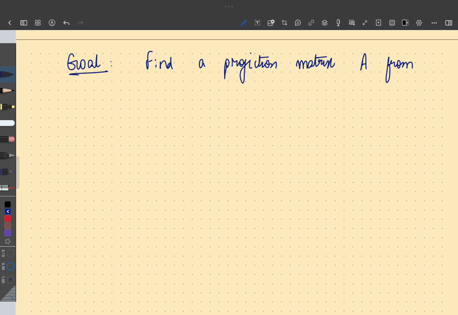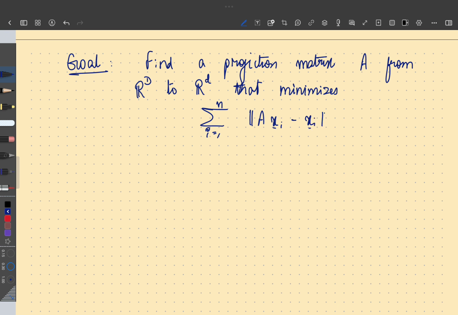Now the goal, remember, is to find a projection matrix A from R^D to R^d that minimizes the summation i equal to 1 to n of the norm of A xi minus xi, 2 norm squared. Right?